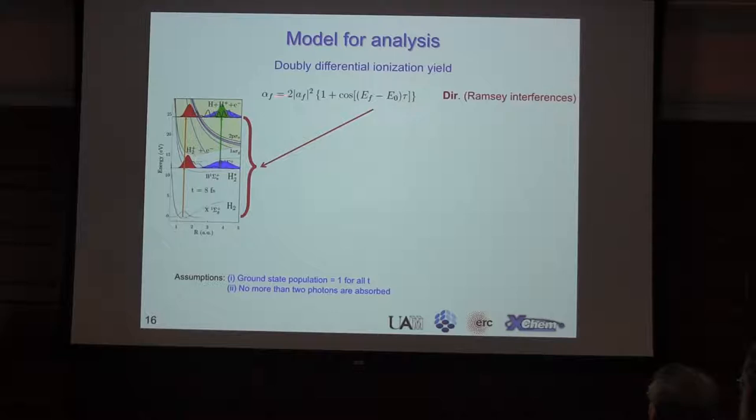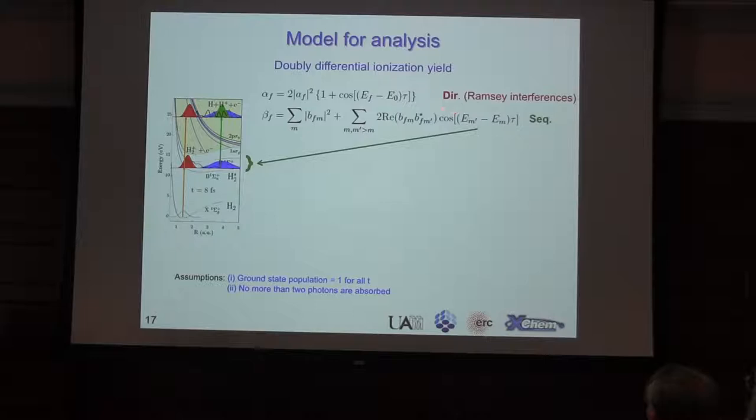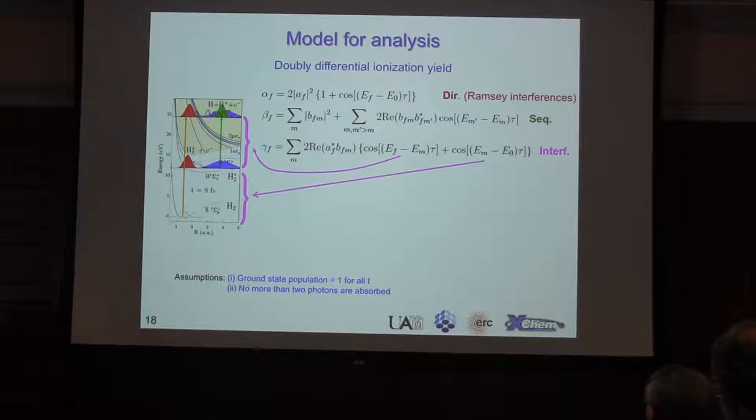For the direct term, we see here that this is proportional to the cosine of the energy difference between the initial and final state. For the sequential term, we see here the cosine of the energy differences between the vibrational states and the electronic states that lie in this region. And for the interference terms, we have two different periodic functions. One depends on the energy differences between the ground state and the intermediate states, and the other one between the intermediate states and the final states. So this is for the doubly differential probabilities.